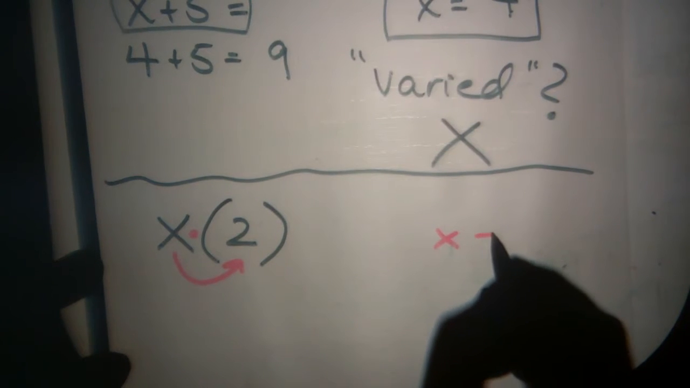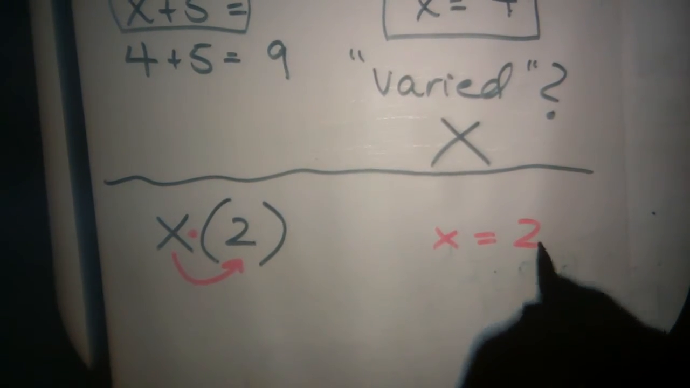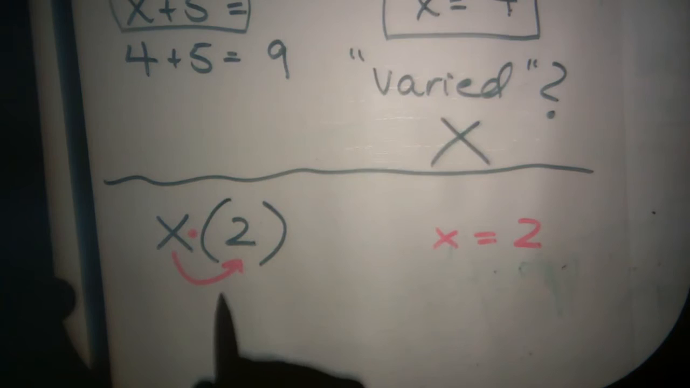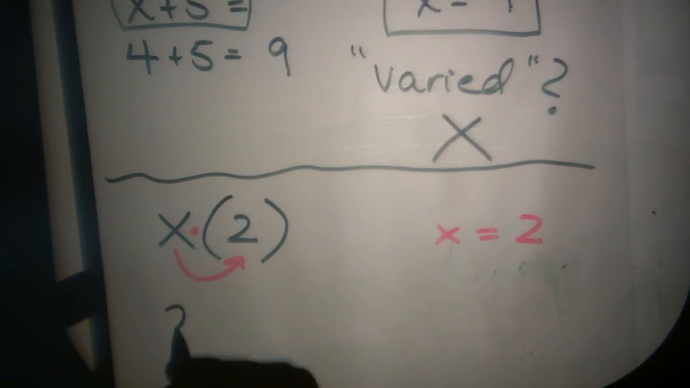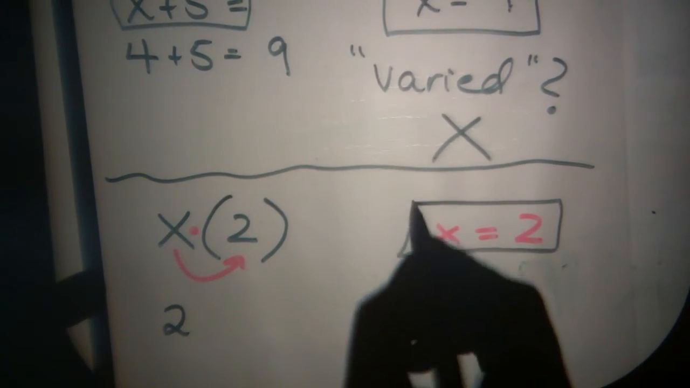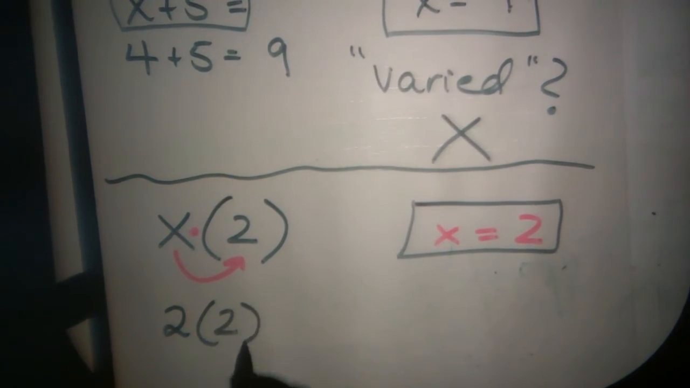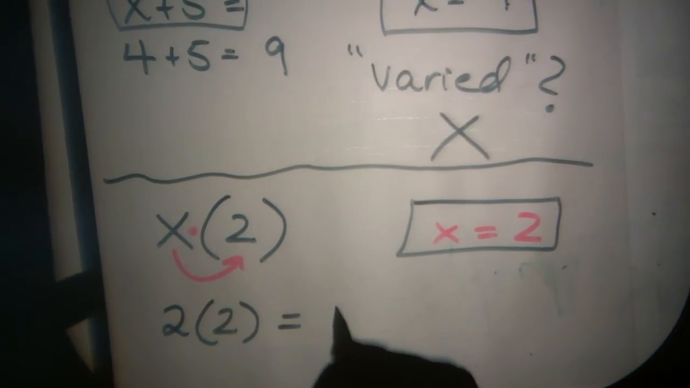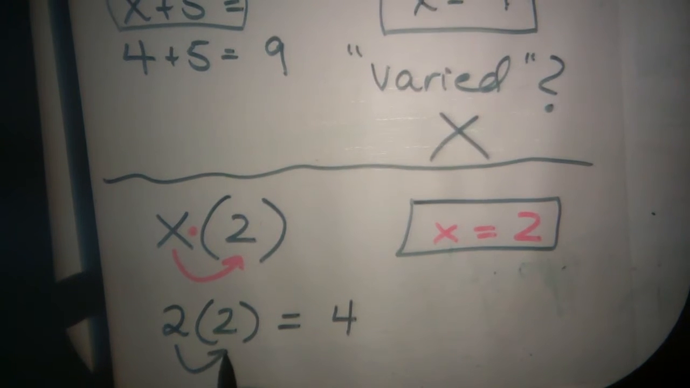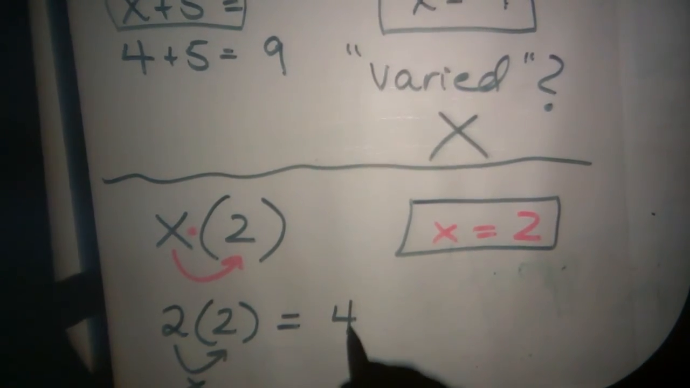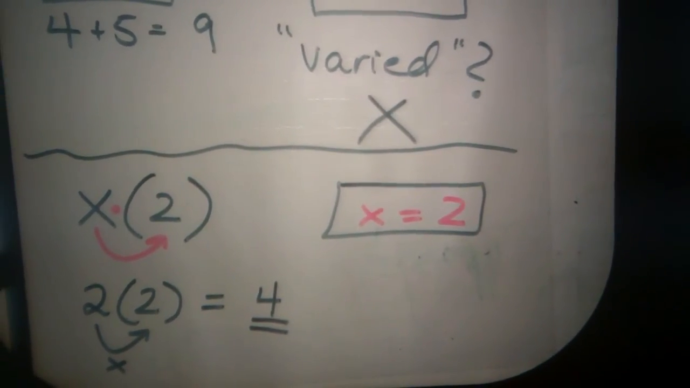If I said x equals 2, you're going to rewrite this as then the x turns into the 2 times 2 equals 4. 2 times 2 equals 4. Alright?